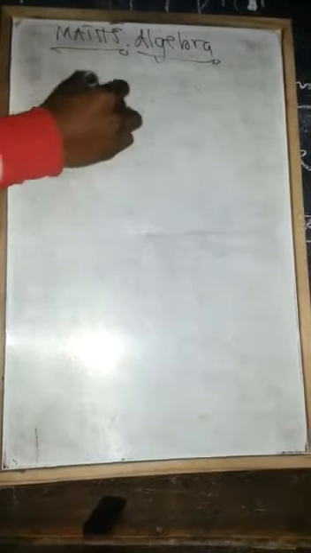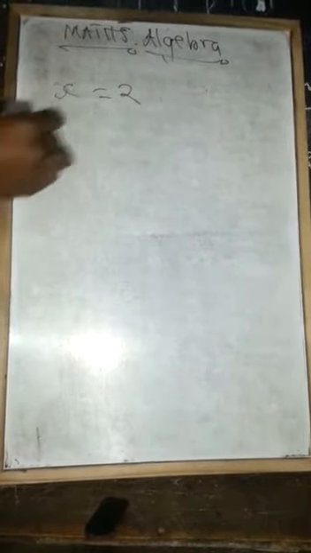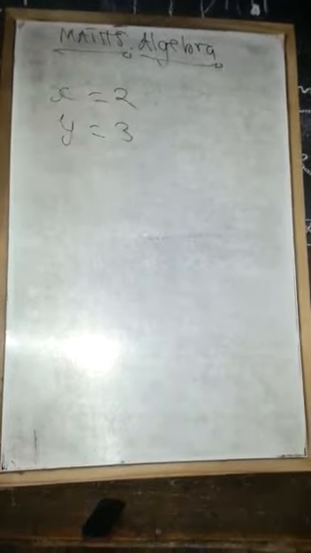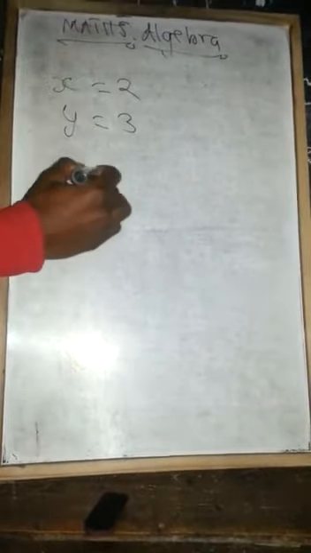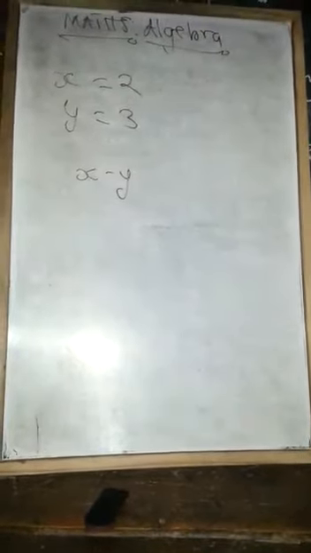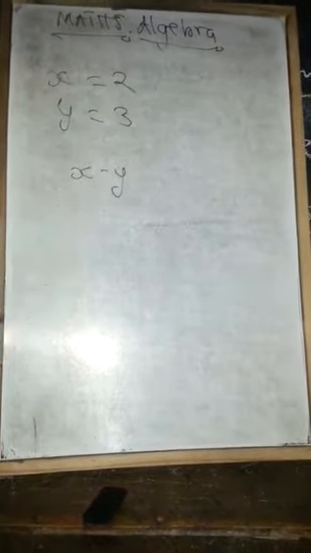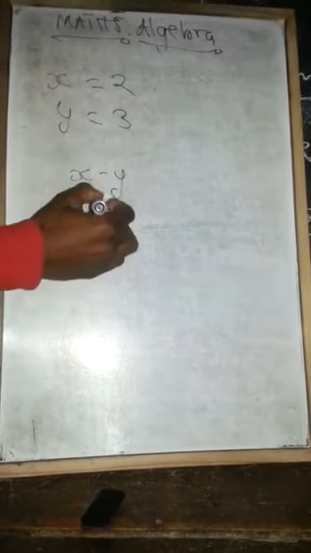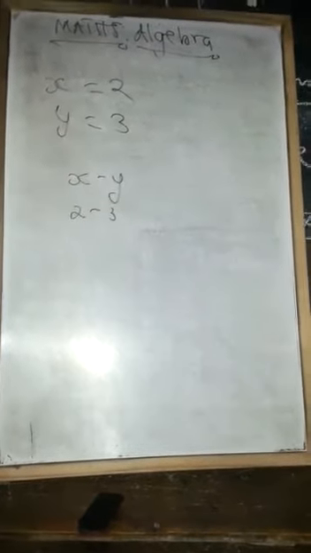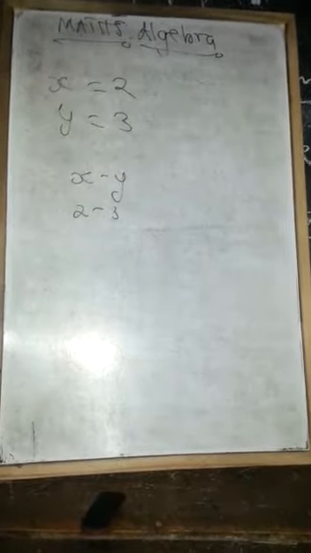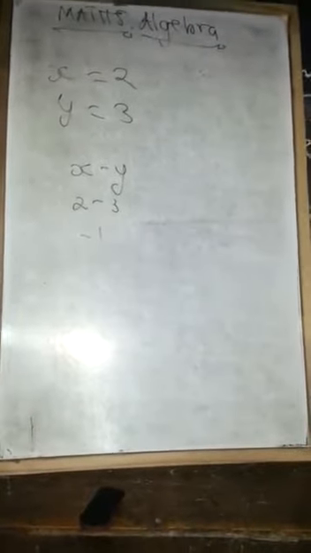For instance, we have the value of x equal to 2 and the value of y equal to 3. Then you're told to find the value of x minus y. How do you find it? We substitute. What is x? You put 2. So we put 2 minus 3. What is 2 minus 3? Negative 1. Whenever you are subtracting a bigger number from a smaller number, your answer must carry a negative sign.